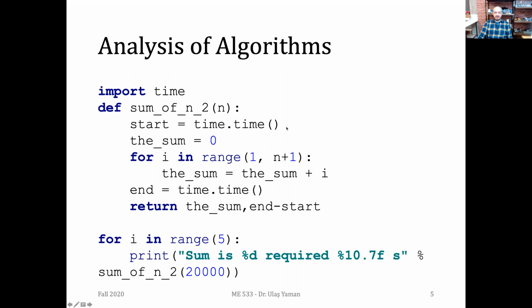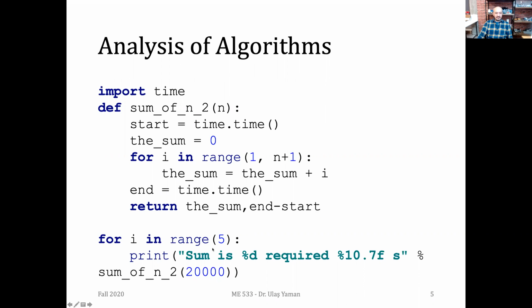Time.time will check the time and store it as the start time. And at the end of the operations, we have another variable called end, and it's again calling the time and stored as end. Once every statement is completed, you return the summation and also the difference between these two time values. And that will give us the computation time for this algorithm.